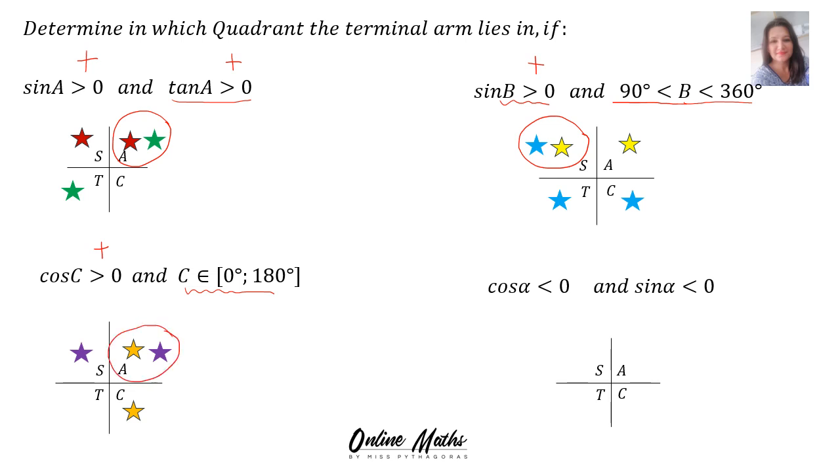The last one, cos alpha smaller than 0 means where is cos negative? Cos is negative in the second and the third quadrant. And sin alpha smaller than 0 means sin negative. Sin is negative in the third and the fourth quadrant. Therefore, your terminal arm will lie in the third quadrant. Now, this is very important information, and we're going to use this concept now in the actual sums.